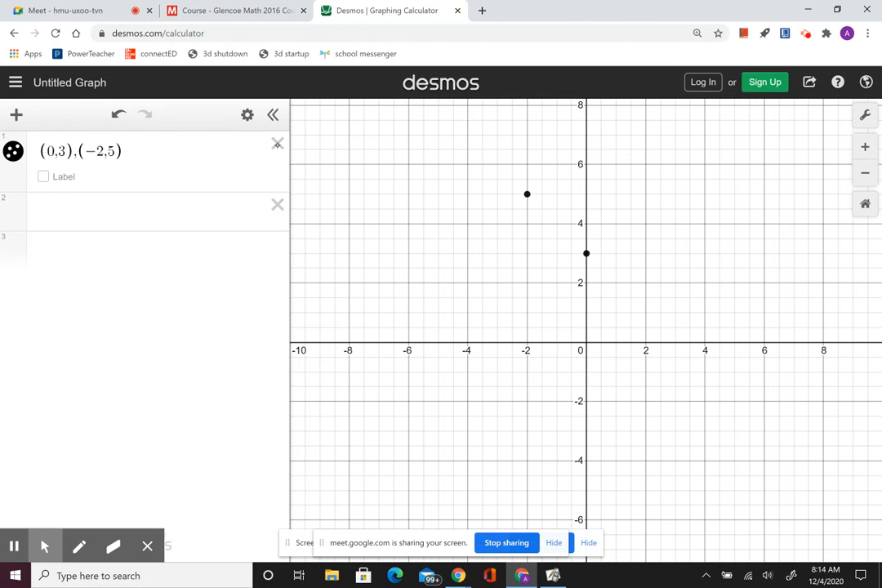So 5 minus 3 is 2. Negative 2 minus 0 is negative 2. So my slope of my line is negative 1. 2 over negative 2. So you can do it algebraically by taking the difference. You can come and plot those points on Desmos and look at rise and run.